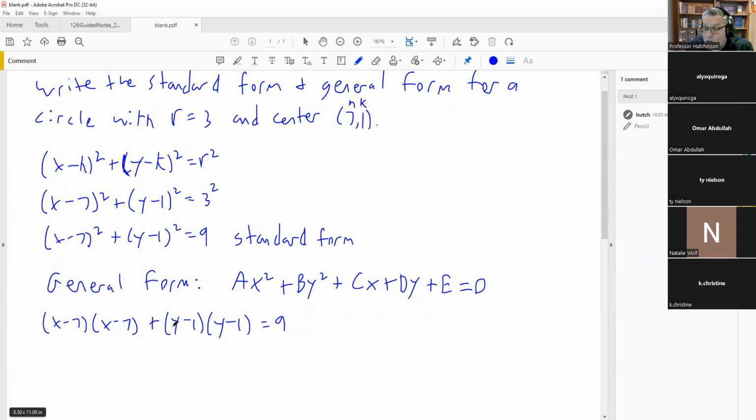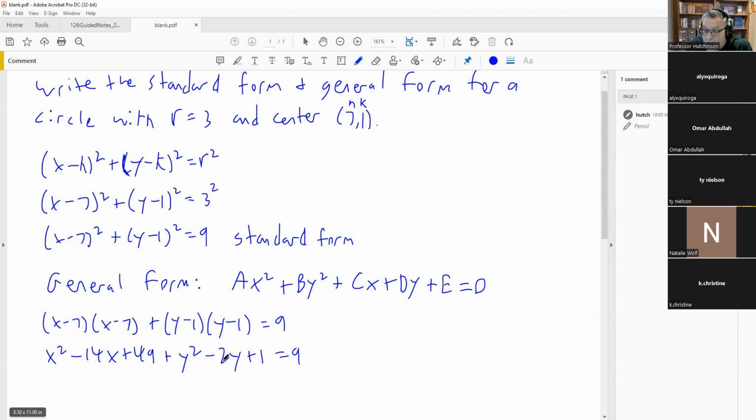So let's take a look at this part down below here. We're going to do x squared. Then we have minus 7x minus 7x, which is minus 14x, plus 49. So we're doing a FOIL on that. We're going to do this one too: y squared, and we have minus y minus y, that's minus 2y, and then plus 1 equals 9.